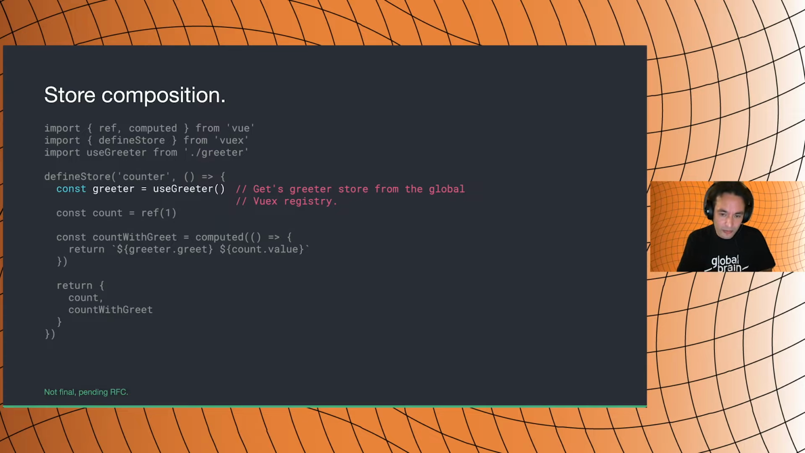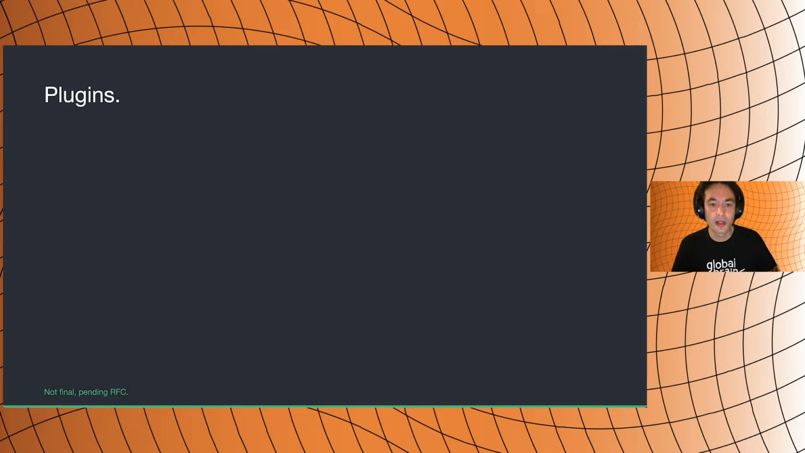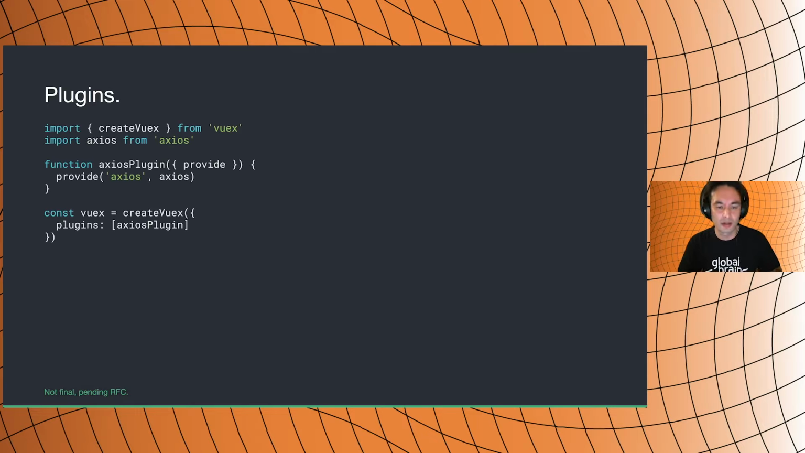Although these are the core features of Vuex 5, there's another feature we must have, which is plugins. So Vuex should be pluggable so that we can extend its functionality. For example, what if we want to use Axios inside stores to call APIs? You can add any plugins like this.